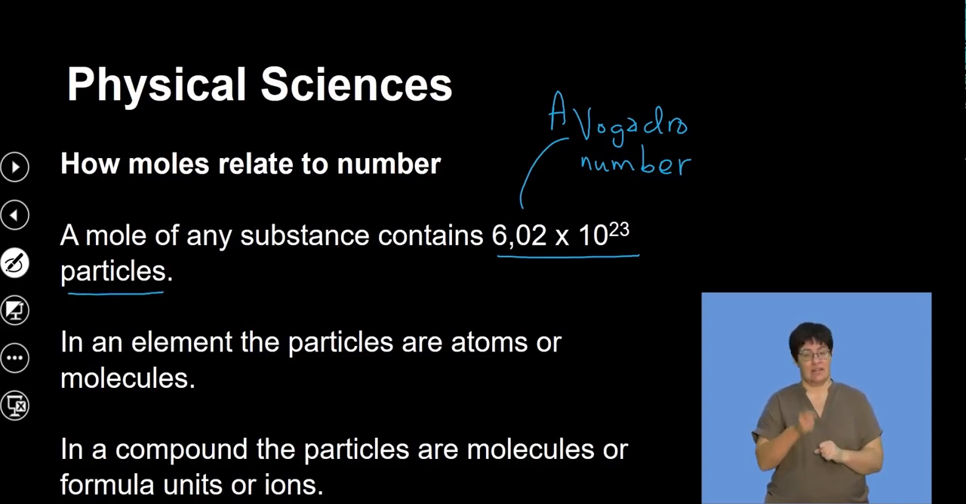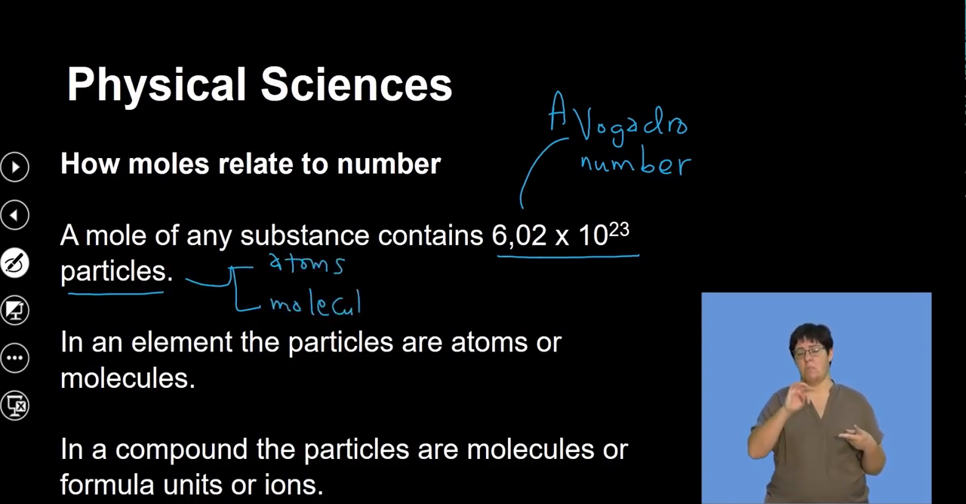So this is the number of particles. Whatever particles can be, it can be atoms, it can be molecules, it can be ions, it can be anything. But the number is constant. In an element, the particles are atoms or molecules, if it's a molecule of an element. In a compound, the particles are molecules or formula units. These are ionic compounds, or it could be ions.